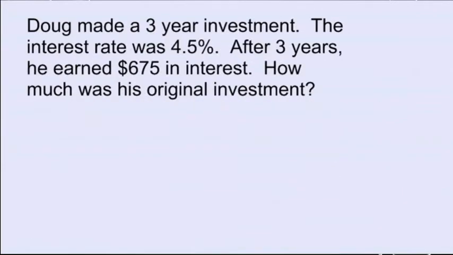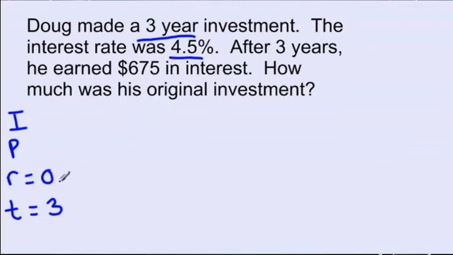Looking at our next example, Doug made a 3-year investment. The interest rate was 4.5%. After 3 years, he earned $675 in interest. How much was his original investment? So let's set up what we have and what we need. He made a 3-year investment, so I know my T equals 3. The interest rate was 4.5%, so I'm going to write that as a decimal. Just have to divide by 100. And after 3 years, we already know that's our T, he earned $675 in interest. So we are being asked to find his original investment, which is the principal amount.